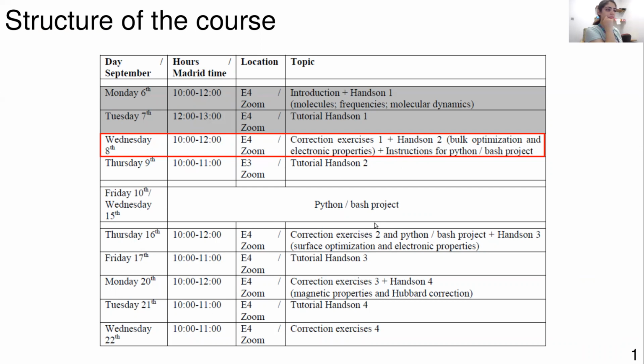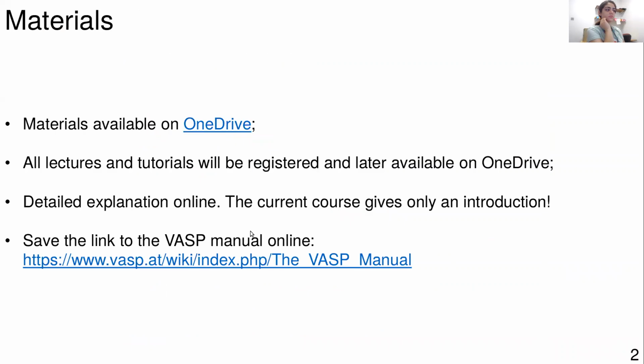So correction of the Ansome 2 exercises. We check together the Python Bash project to see how you evolve, if you manage or not. And then we move to the Ansome 3 theory, okay? So that was all for, let's say, the introduction.